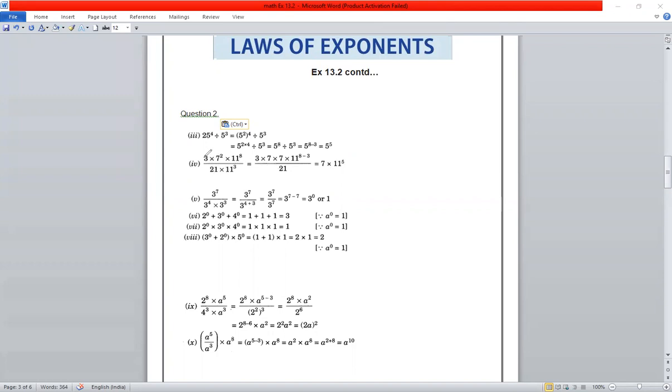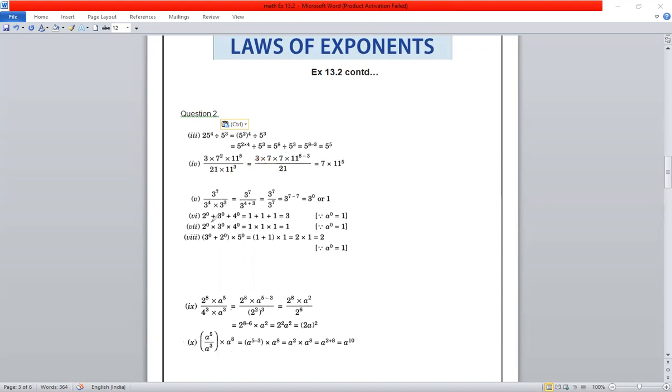Let me repeat. The 3 into 7 to the power 2, 7 to the power 2, 2 times I have taken, and 21 I kept as it is, and 11 to the power 8 minus 3, because these two are in the base. When bases are same, we have to subtract the powers. Let us solve this one. 3 ones are 3, 7 ones are 7, and what is left here? 7 left into 11 to the power 8 minus 3, that is 5. So that is the final answer.